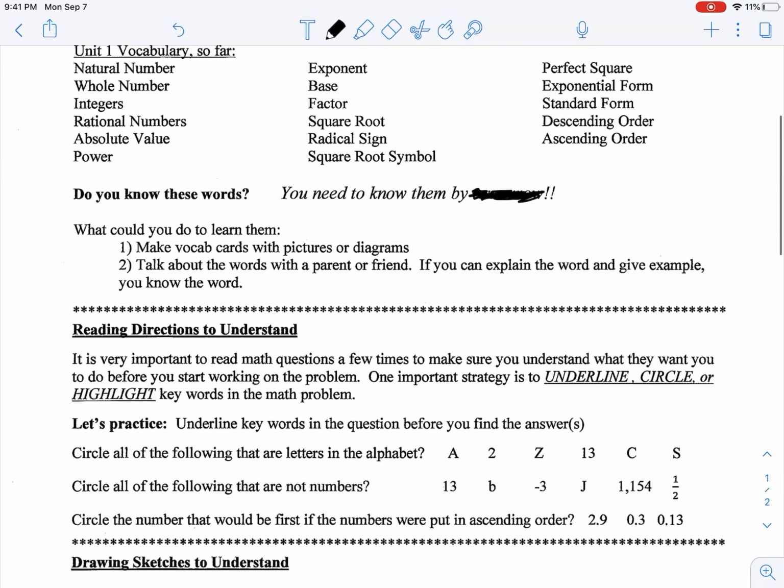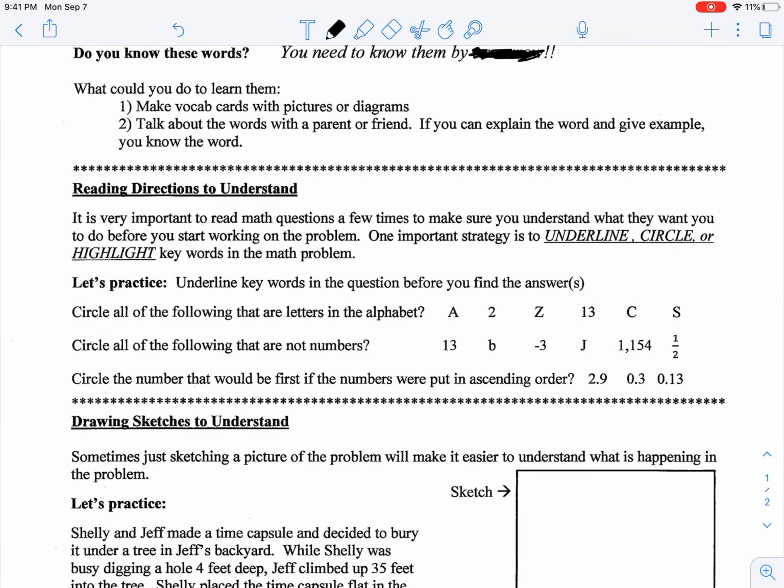So when we are taking any quizzes or tests, it's always really important that we read any question for any test a few times to make sure we understand it and what the problem is asking us to accomplish here. So one important strategy is we can underline or circle or highlight keywords in the math problem. A lot of people will try to do this for you on tests and quizzes, and they will caps lock the word if it's really important. So keep an eye out for that too, because they have used one of those strategies for you.